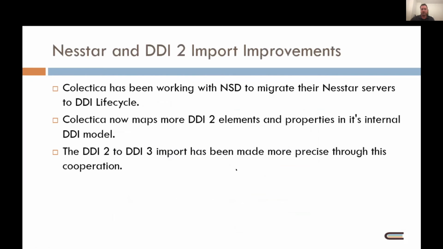Also, with this Colectica 6.2, the Nesstar and DDI import improvements are available. Colectica has been working with NSD to migrate their Nesstar servers to DDI Lifecycle. And now we map more of the DDI2 elements and properties in our internal DDI model. So this DDI2 to DDI3 import has been made much more precise throughout this cooperation with NSD.